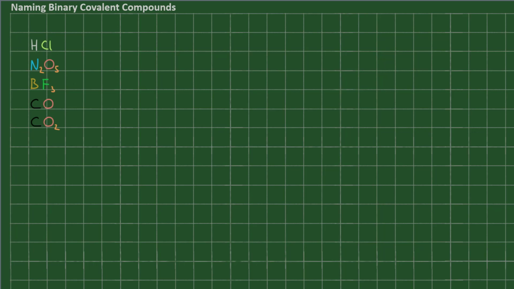Recall that the word binary compound simply means that the compound is made up of two different types of atoms. The conventions for naming covalent compounds are similar to the conventions for naming ionic compounds. There are a few differences that we need to be aware of though. So let's start with HCl at the top.